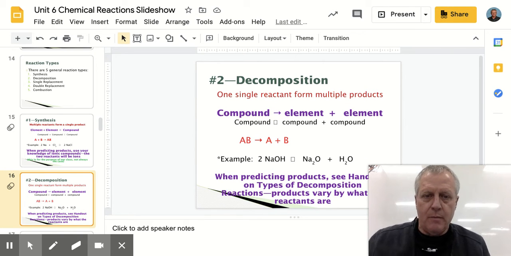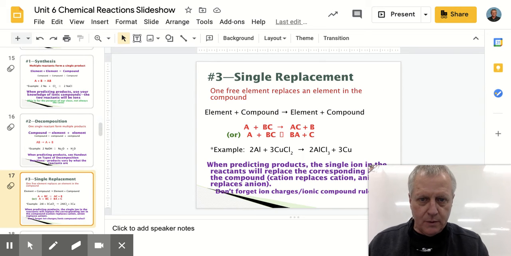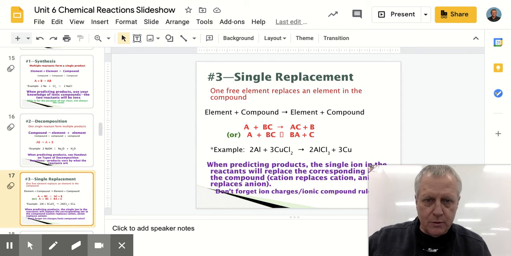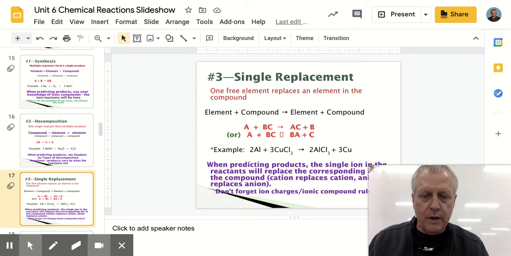Decomposition is when you have a compound and it breaks down to the elements. So in this case, the example is sodium hydroxide. And what literally happens here is that for one reason or another, it's going to break down into two other products, and in this case, it's sodium oxide and water. Now, up at the top, it reads compound down to elements, but in this case, it's decomposing down to other compounds.